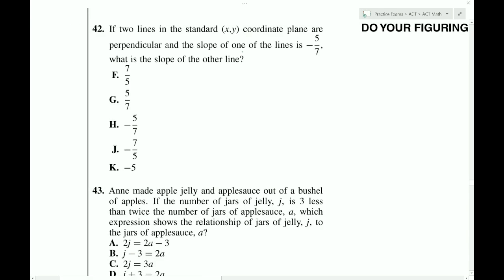If 2 lines in the standard xy coordinate plane are perpendicular, and the slope of one of the lines is -5/7, what is the slope of the other? So we take a negative reciprocal of this, and we end up with 7/5. Right? We flip and negate.